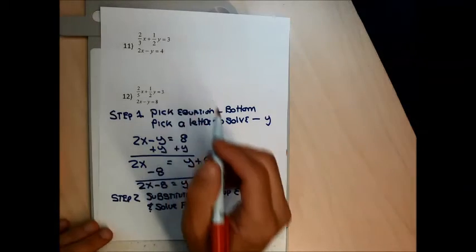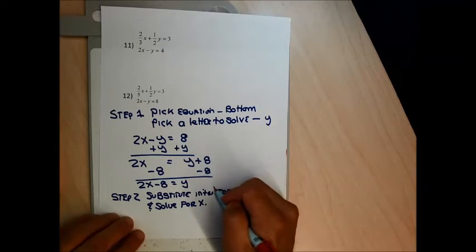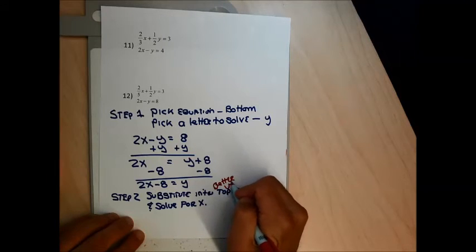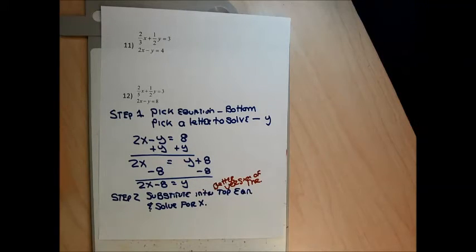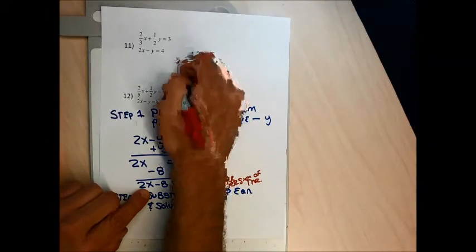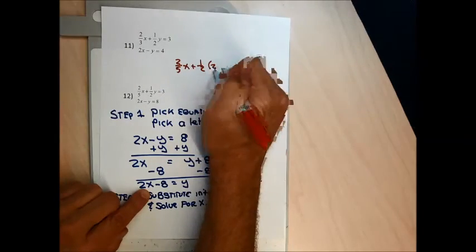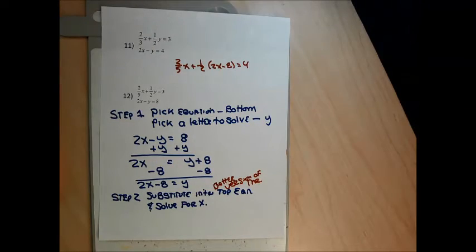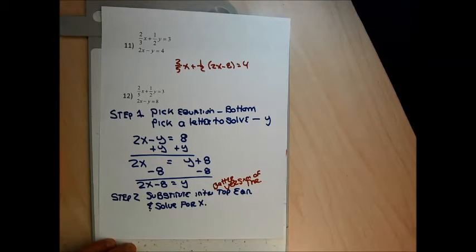So what I'm going to do, I'm not going to substitute it into the top equation. I'm going to substitute it into the better version of the top equation. That fraction version would be a disaster. If I had to make y equal 2x, I'd have to go 2/5 x plus 1/2 times 2x minus 8 equal to 4. If you're comfortable doing that algebra, substitute it straight into the top equation. If you're not comfortable doing that algebra, substitute it into the better version of the top equation.